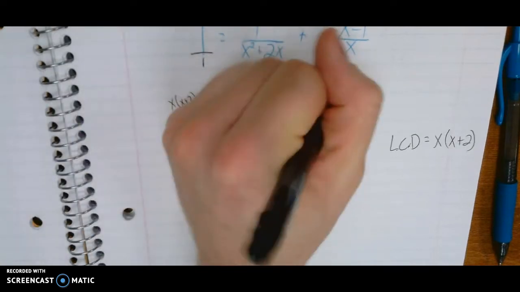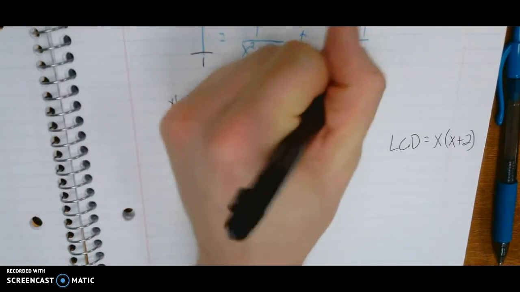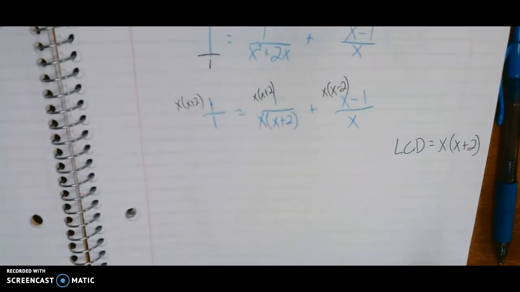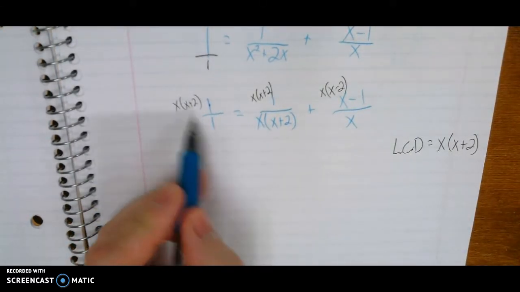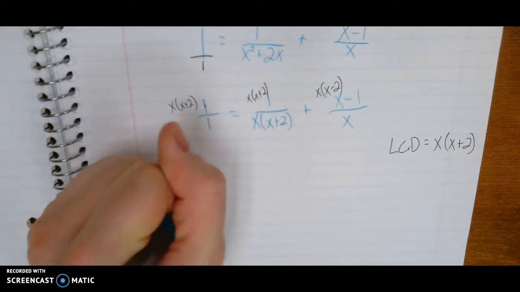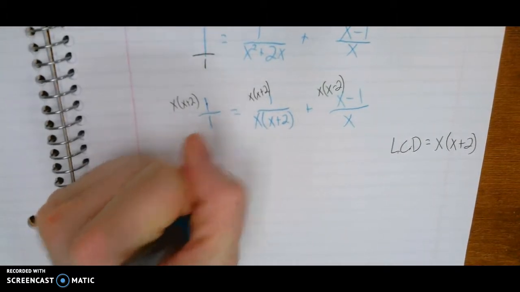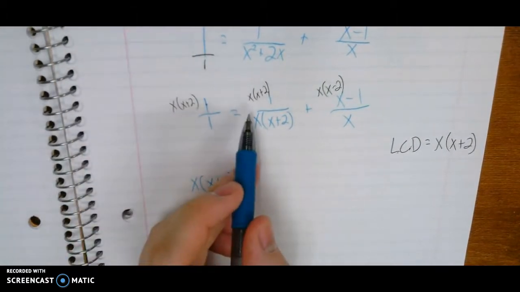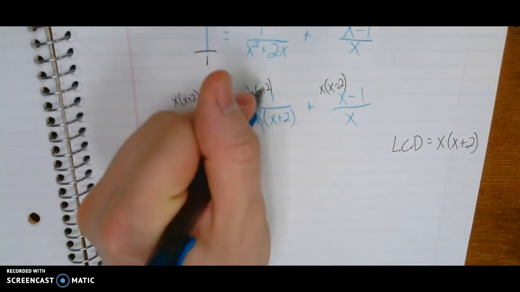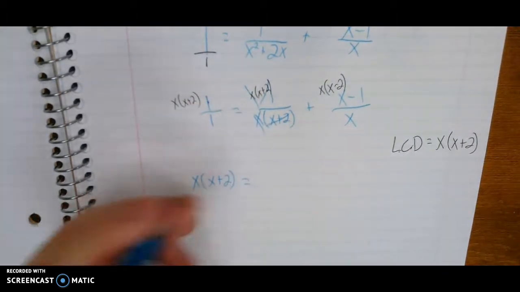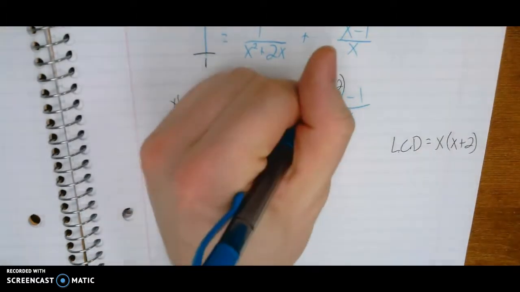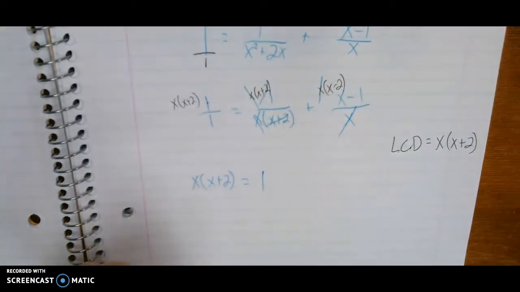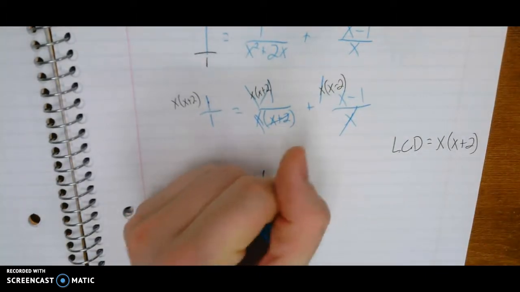Remember, whatever I do to one side, I have to do to the other in order to maintain equality. So for this first piece here, nothing cancels with the denominator, so I'm left with x times x plus 2. Equals, well, the x's will cancel, the x plus 2's will cancel, and I'm just left with 1, so that's kind of nice. And then over here I have the x's cancel each other out, and I'm left with x minus 1.